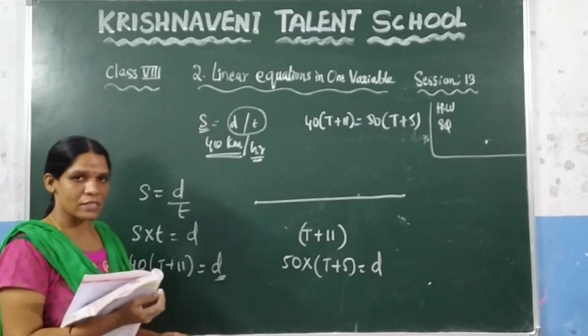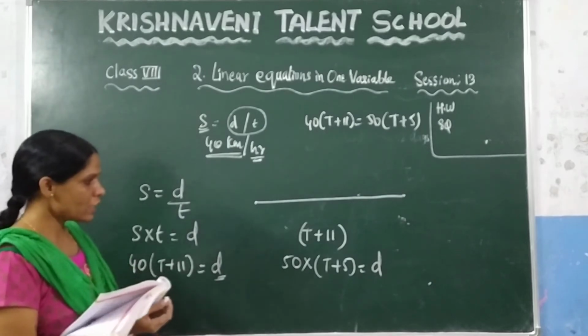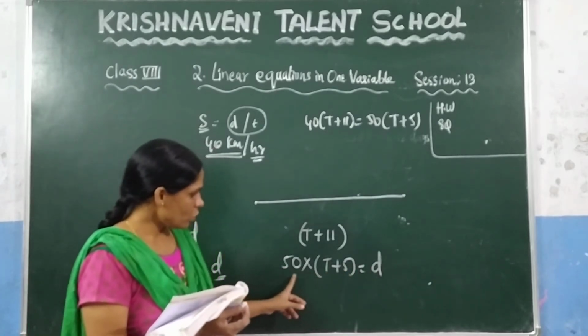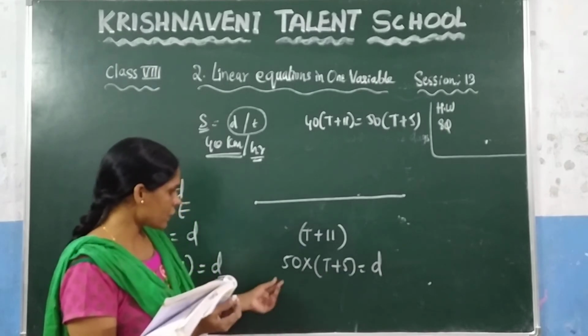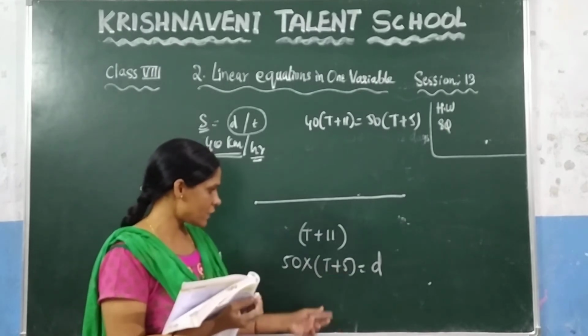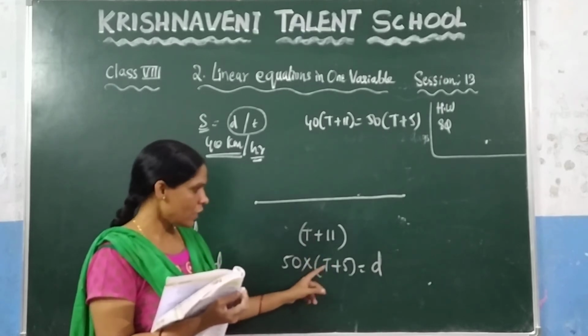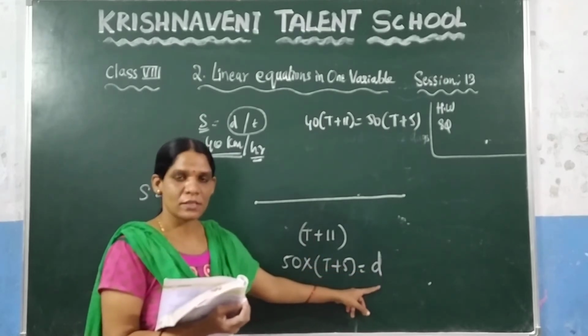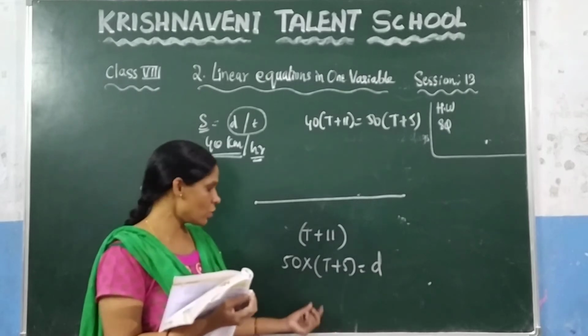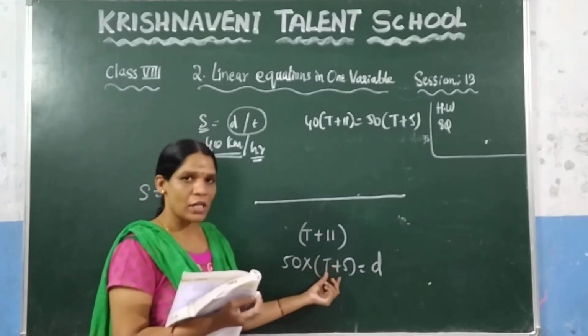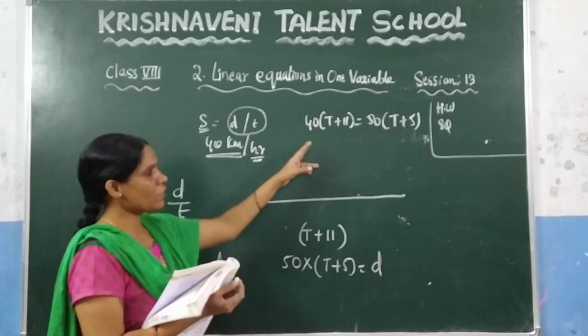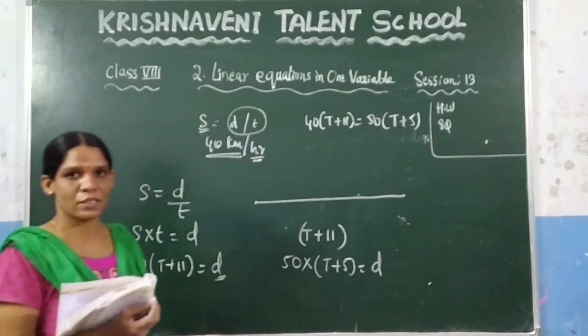But in the question they ask for the distance. If you want to find the distance here, you know all the terms here, all are numericals only. Here 50 is there, here 5 is there, but you don't know the value of t. If you calculate the value of t, you can come to know the distance traveled by the train. So now you need to find the value of t. For that reason, we have equated these two values since the distance is the same.